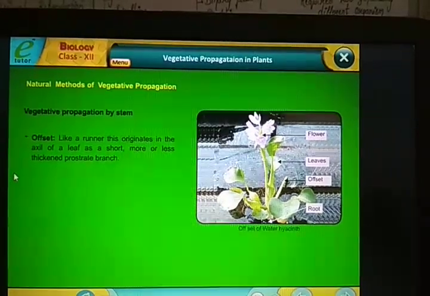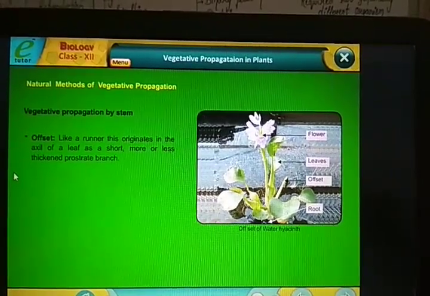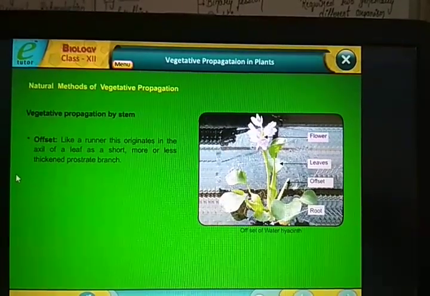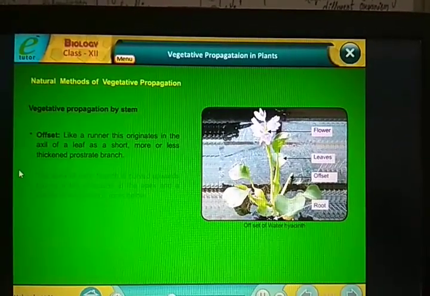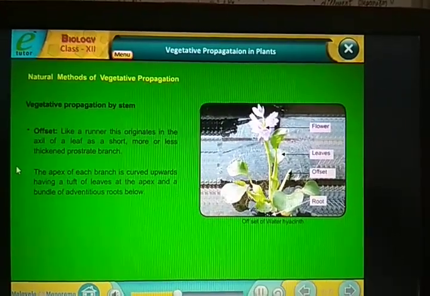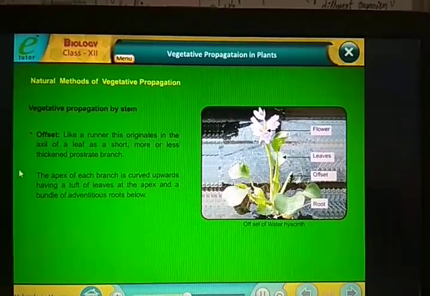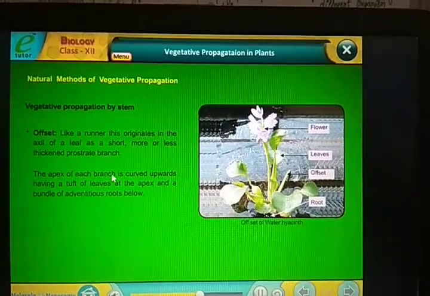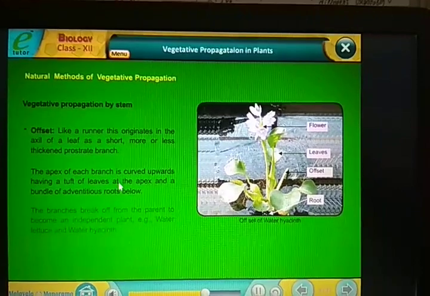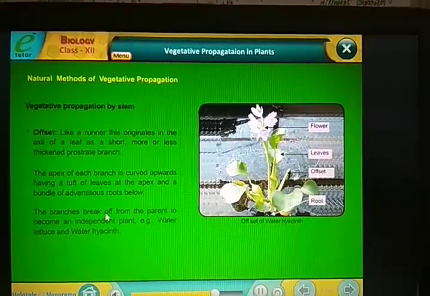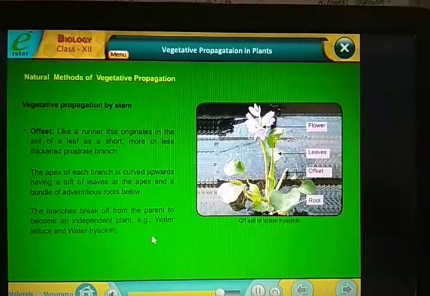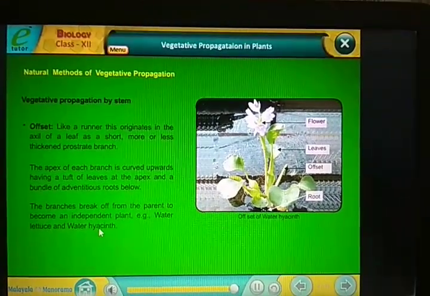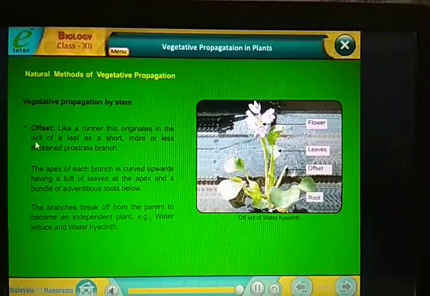And the next slide, Offset. Like a runner, this originates in the axil of a leaf as a short, more or less thickened prostrate branch. The apex of each branch is curved upwards, having a tuft of leaves at the apex and a bundle of adventitious roots below. The branches break off from the parent to become an independent plant, for example, water lettuce and water hyacinth. So these are the main offsets.